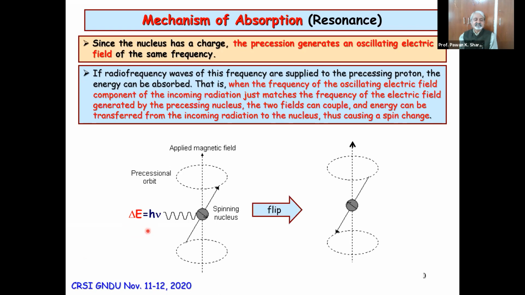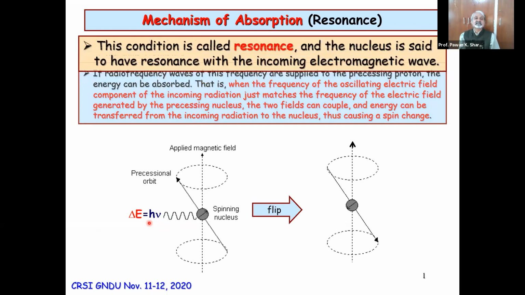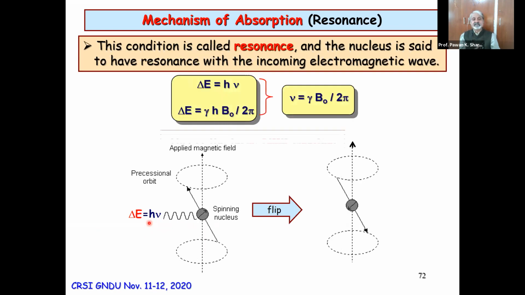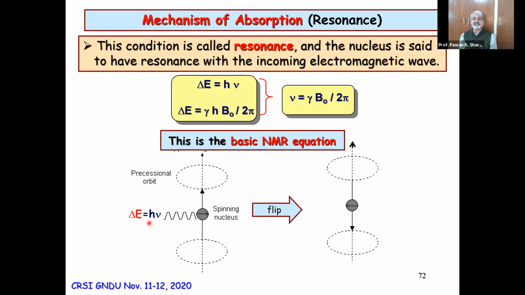When I give delta E equal to h nu, the radio frequency exactly equal to the Larmor frequency, what would happen? It will flip. From the aligned state, it will come to the opposed state. And this is the condition we call resonance. We say that the nucleus is in resonance with the incoming electromagnetic wave. So we say delta E is equal to h nu. We also say delta E is equal to gamma h B0 by 2 pi.